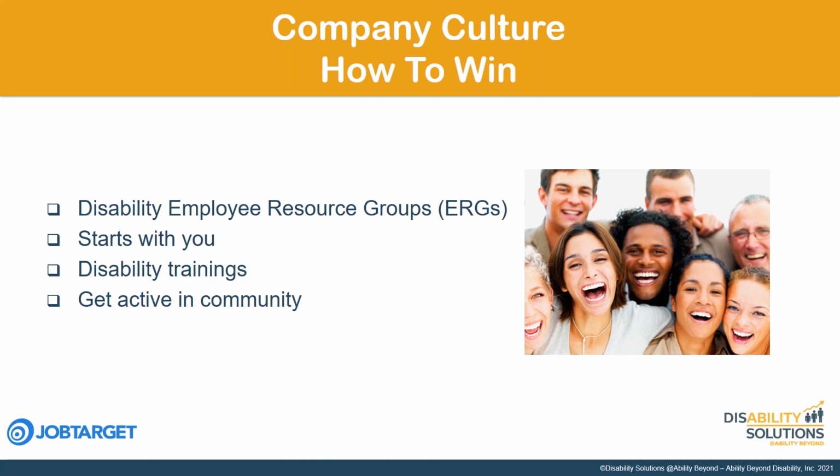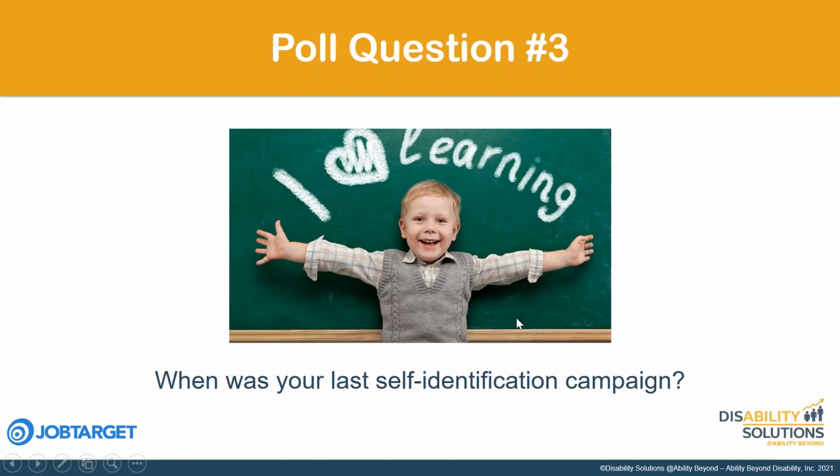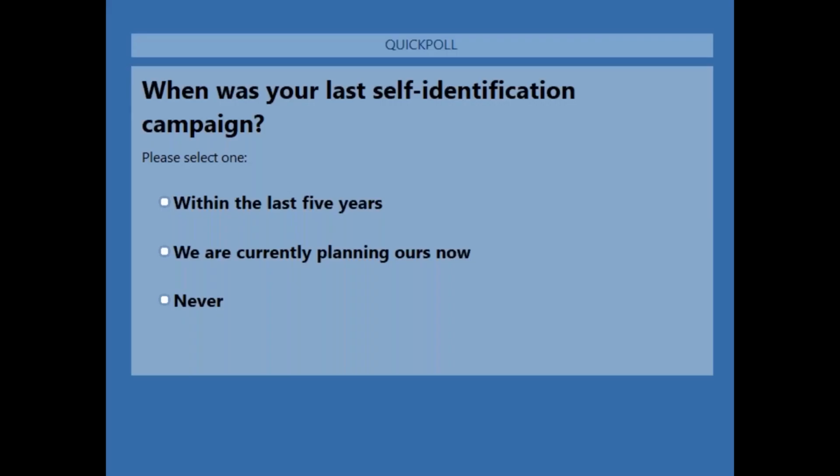And I think that takes us to our third poll today, third and final. All right, I'm going to launch this one. All right, when was your last self-identification campaign? Within the last 5 years, we're currently planning ours now, or never, which does happen.